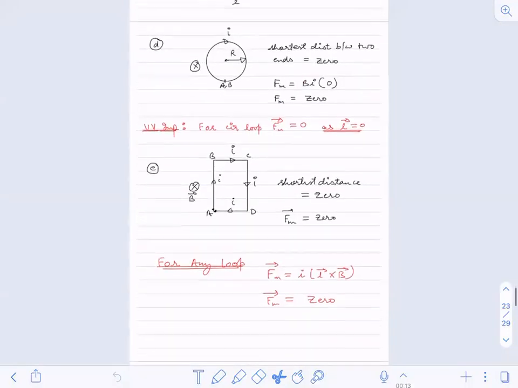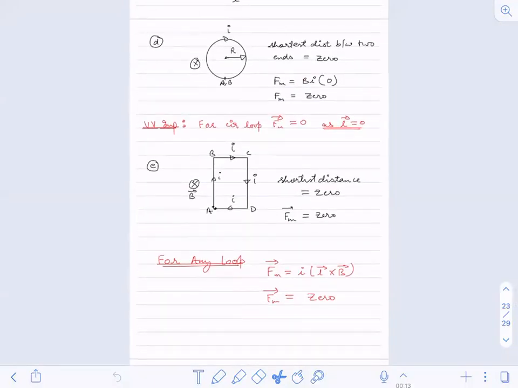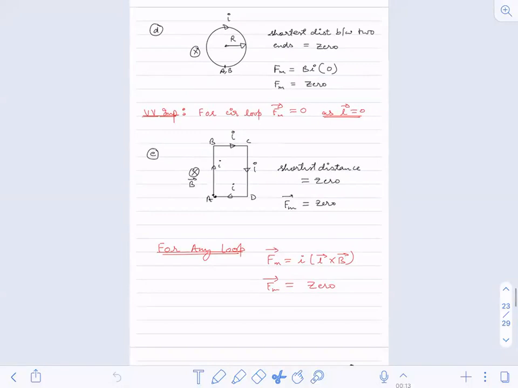In examples D and E, if you can see on the screen, we had a loop in both the cases. In D, we had a circular loop. In example E, we have a rectangular loop. We have seen that the magnetic force in both the cases is zero. Fine.